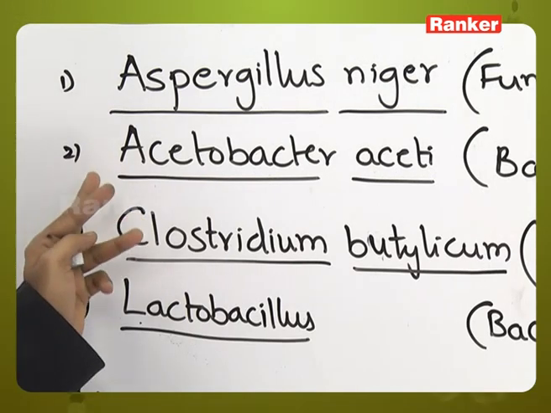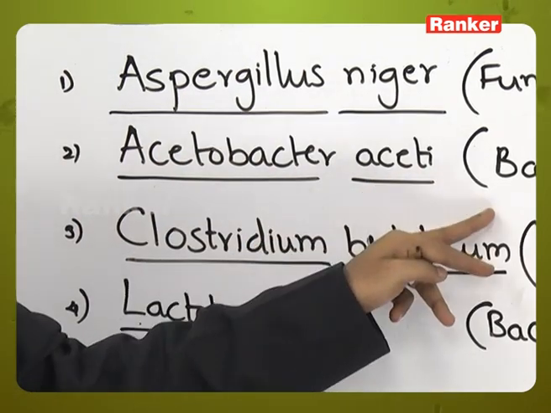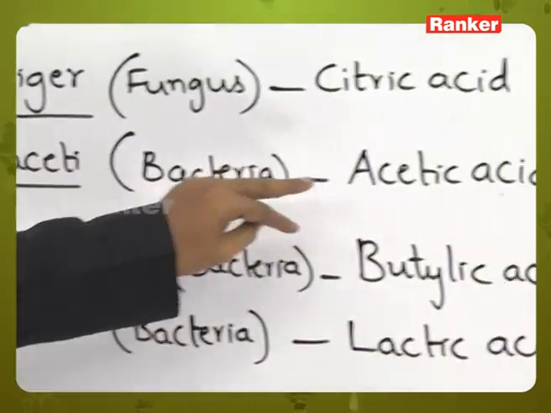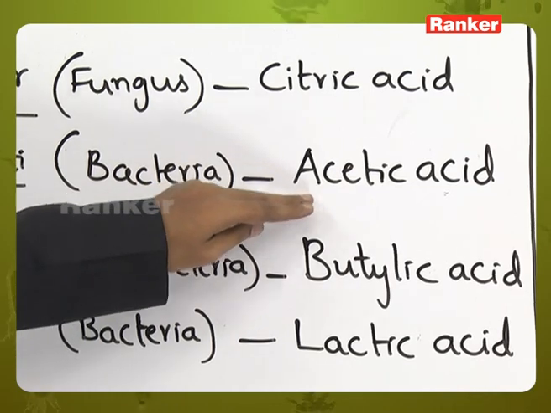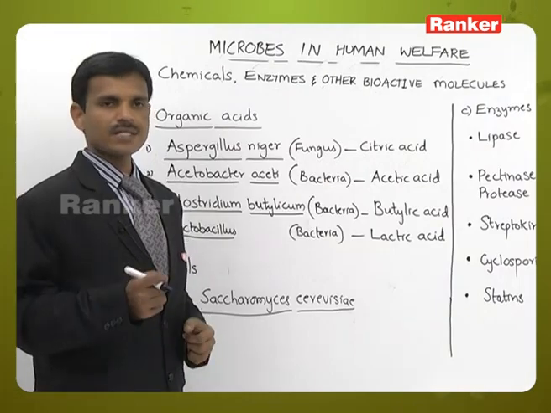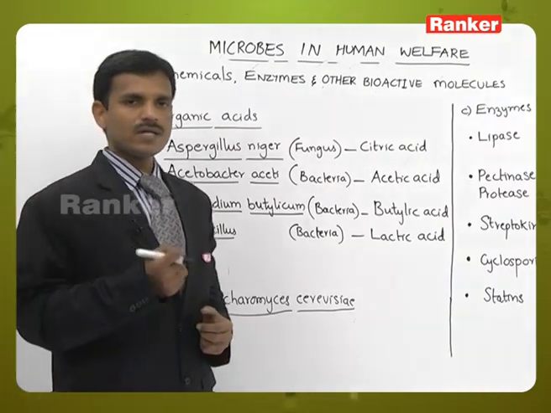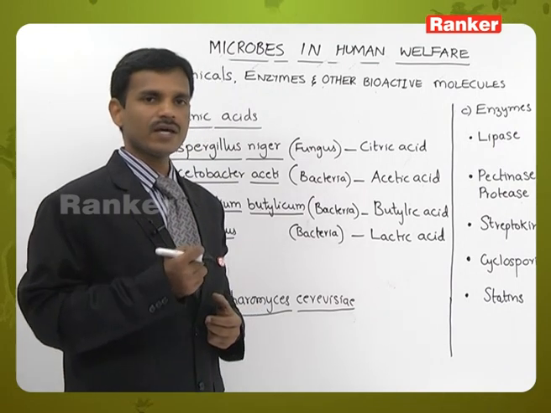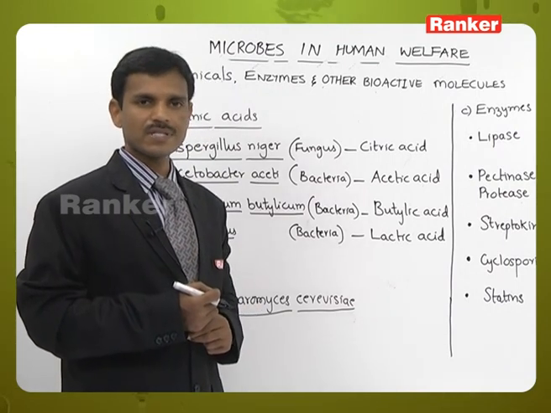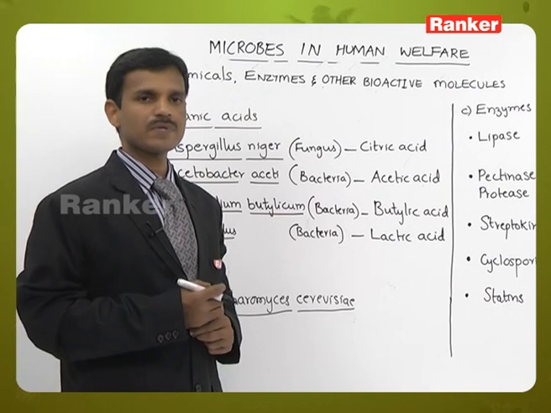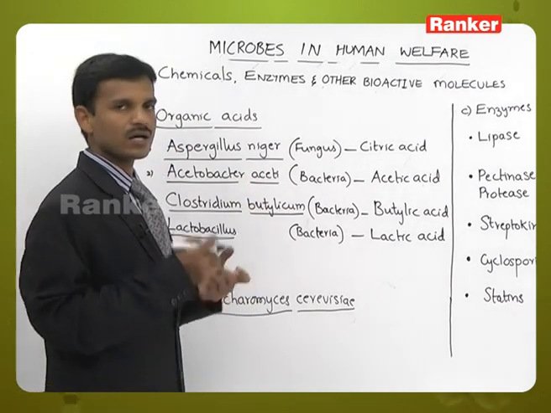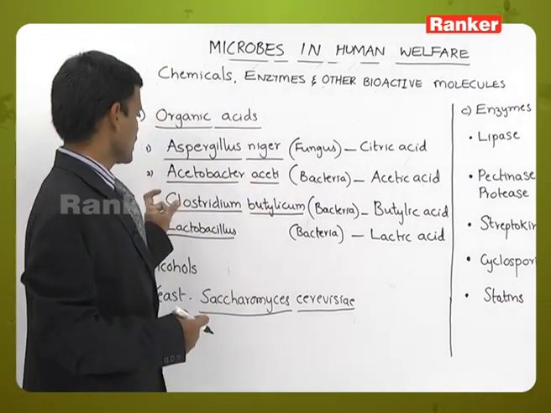Second, Acetobacter aceti. It is a bacterium. It is used in the extraction of acetic acid. Acetic acid is also called vinegar. Generally it is used as a preservative for food materials preservation. The acetic acid or vinegar is used.